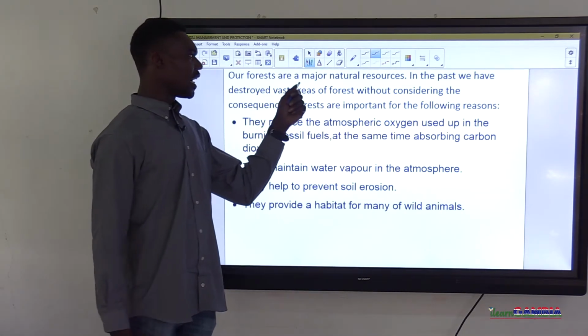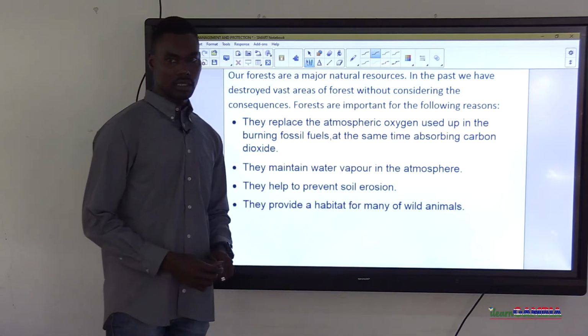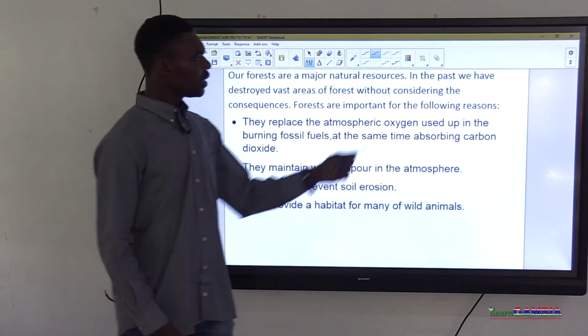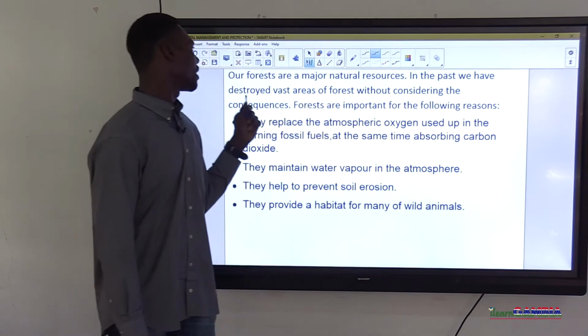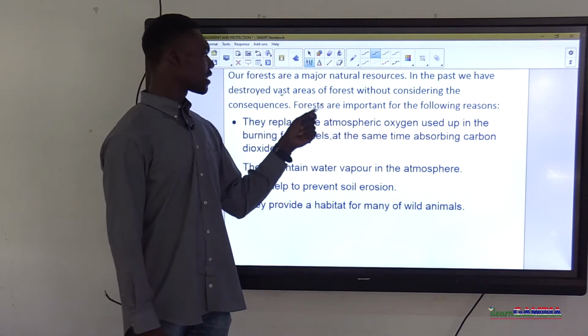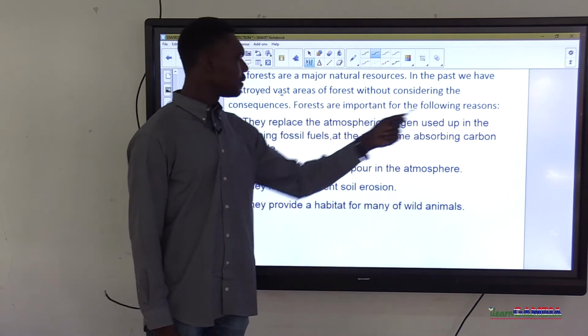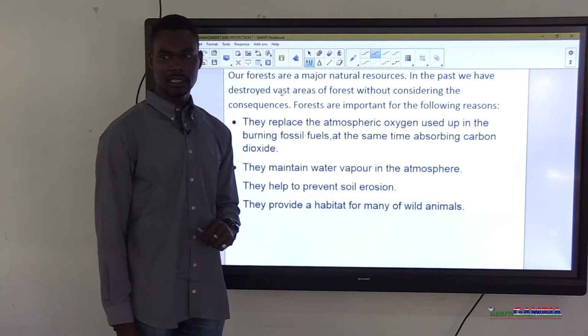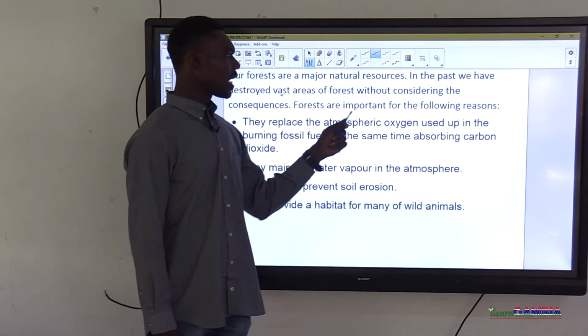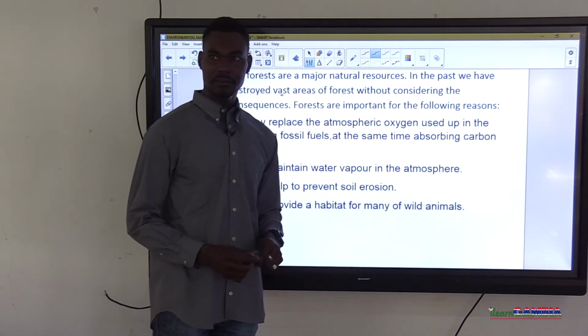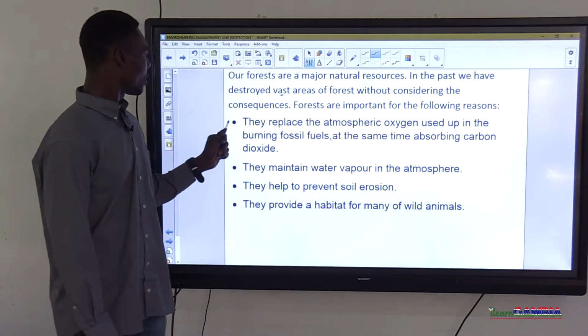Our forests are a major natural resource. In the past, we have destroyed vast areas of forest without considering the consequences. Forests are important for the following reasons. Point 1.